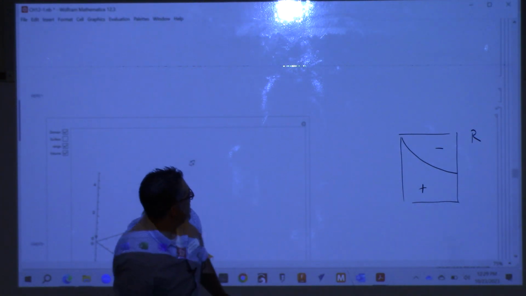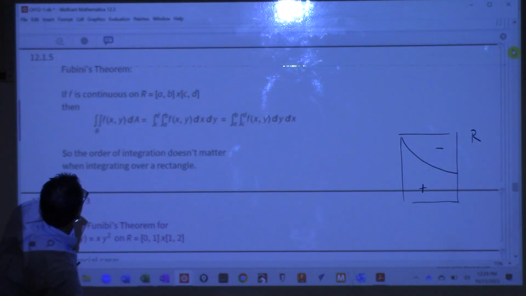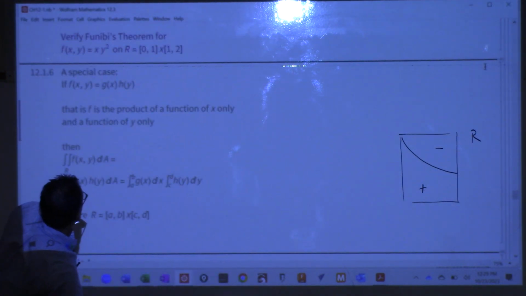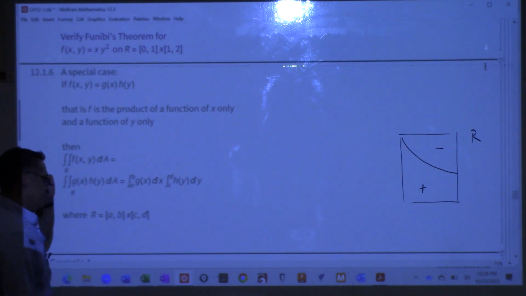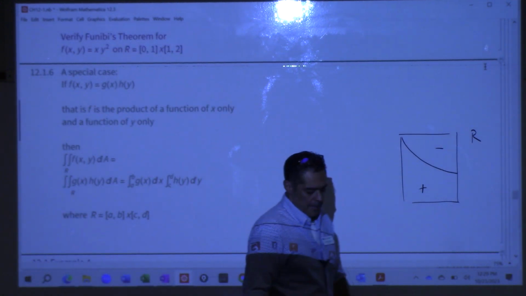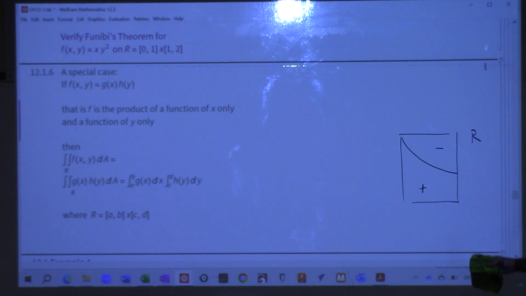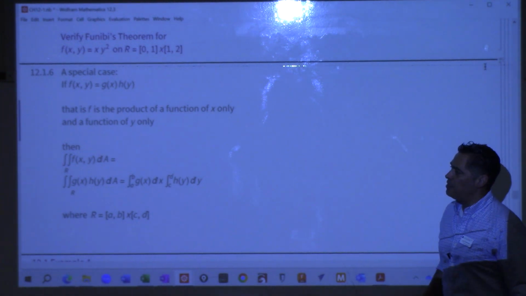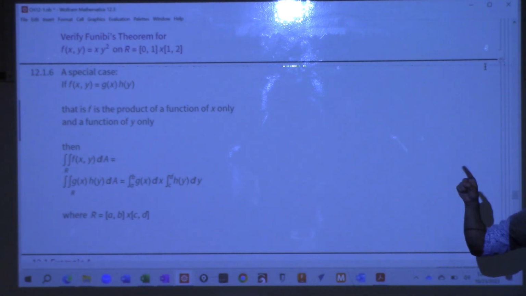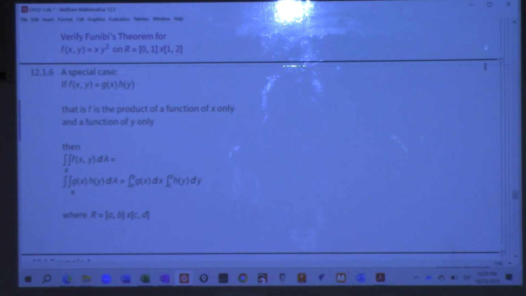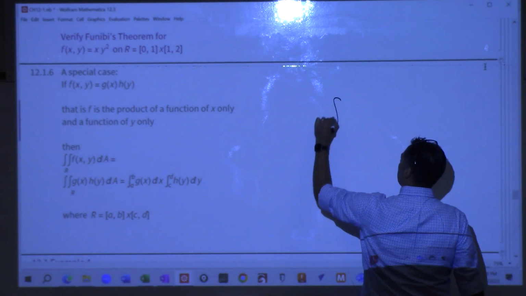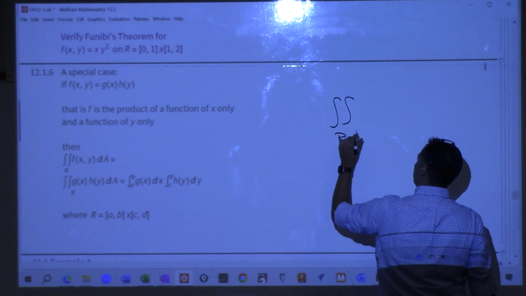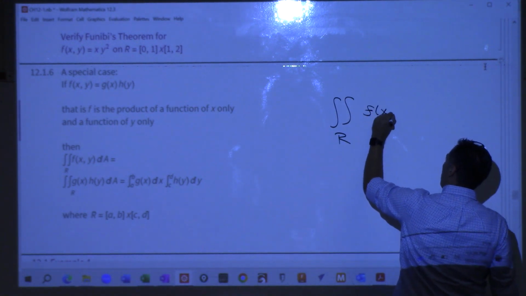Let's see where we are here. So Fubini, verify it. Okay, special case. All right, this is important. This will come up. We will use this a lot later. In random little places, this will pop up, and I'll say, remember that special case back in the very first section of chapter 12? This says, all right, let's say you're trying to do this double integral over some region of f of x, y, dA, right?